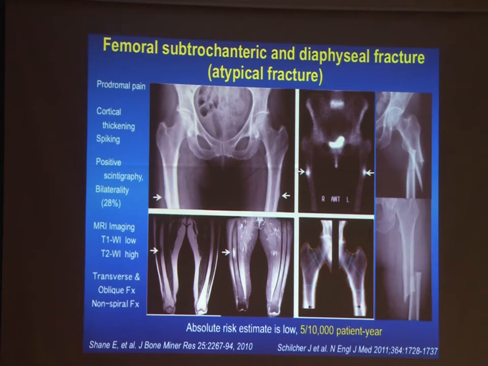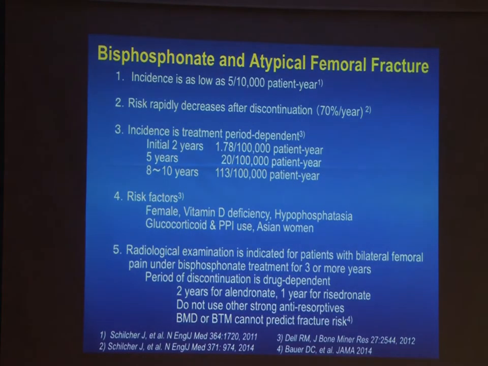This is very rare. It's expected to be about 5 in 10,000 patient years. And the risk rapidly decreases after discontinuation, 70% per year. So if you stop bisphosphonate for 2 years, the risk is reduced very much. But if you use bisphosphonate for a longer term, it will increase its risk very much. So in the initial 2 years, the risk is very low. But if you use it for more than 8 years, up to 10 years, the risk is close to 100 times as much as the risk of the first 2 years. So long-term use of bisphosphonate, sticky bisphosphonate, may be harmful.